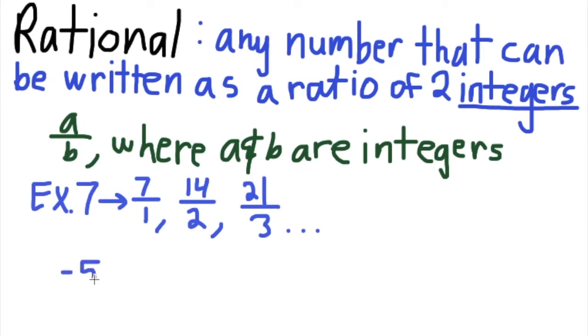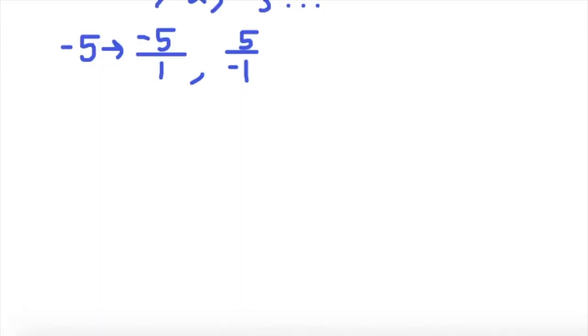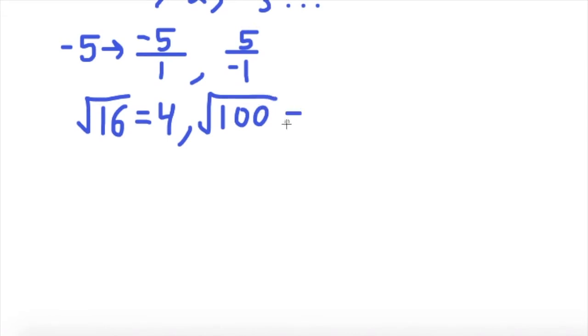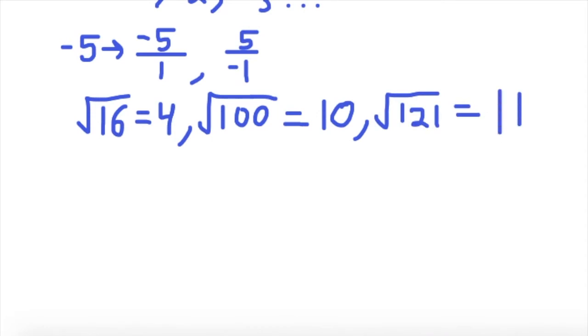-5 is a rational number because it can be written as a ratio of -5/1, where -5 and 1 are integers, 5/-1, where 5 and -1 are integers, and so on and so forth. A square root that can be simplified is a rational number. Square root of 16, which equals 4, is a rational number. Square root of 100, which equals 10, is a rational number. Square root of 121, which is 11, is a rational number. These are just some of the many examples.